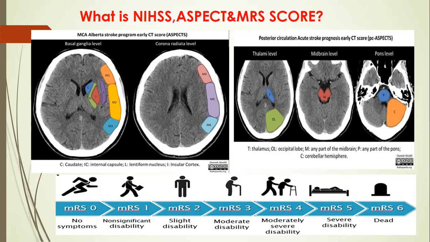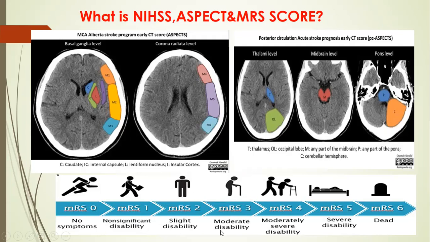The third one is the modified Rankin scale, MRS. As all of you know, we use the MRS score for follow-up patients or any disability. If it is 0, no symptoms. If it is 1, non-significant disability. MRS 2 is slight disability, but the patient is able to manage routine activities without using any objects or help from family members.